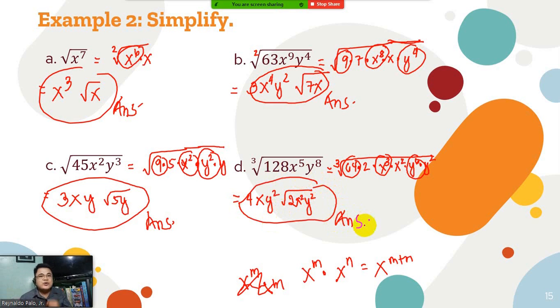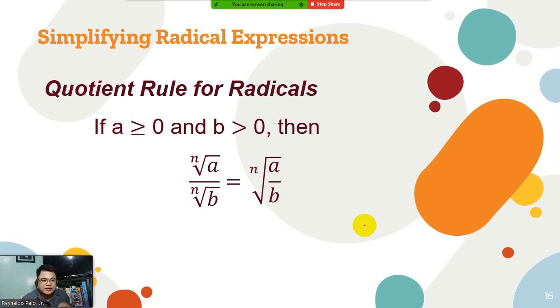Alright, so that's how you are going to apply the product rule of radicals. This time, let's have the quotient rule of radicals. So if a is at least 0 and b is greater than 0, then same thing with the product, but this time it's a quotient. Nth root of a divided by nth root of b. We can divide the radicands. Why? Because the indices are the same. If the indices are the same, you can simply divide the radicands. So it can be written as nth root of a over b, or a divided by b. This is only applicable if the indices are the same.